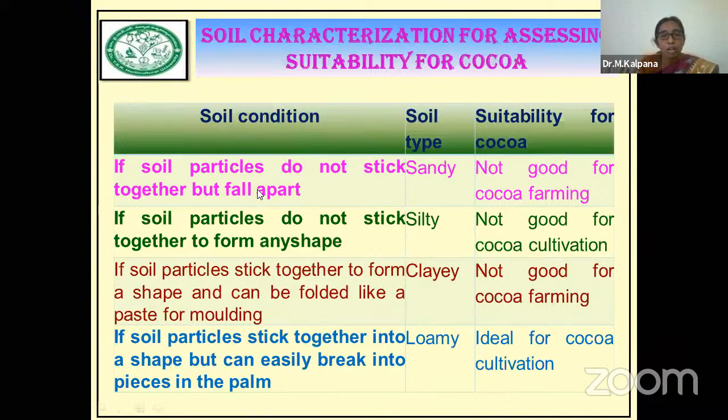When the particles do not stick together but fall apart, which are the sandy soils, it is not good for cocoa farming. When the particles stick together to form any shape, it is silty soil. Silty soil is also not good for cocoa cultivation.